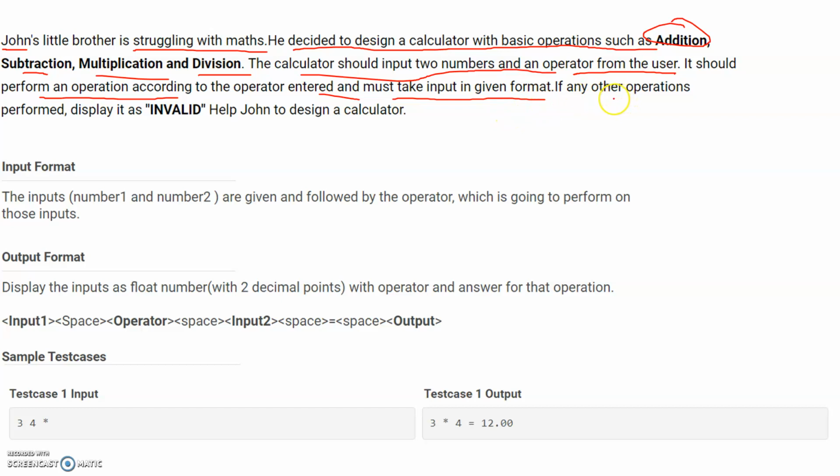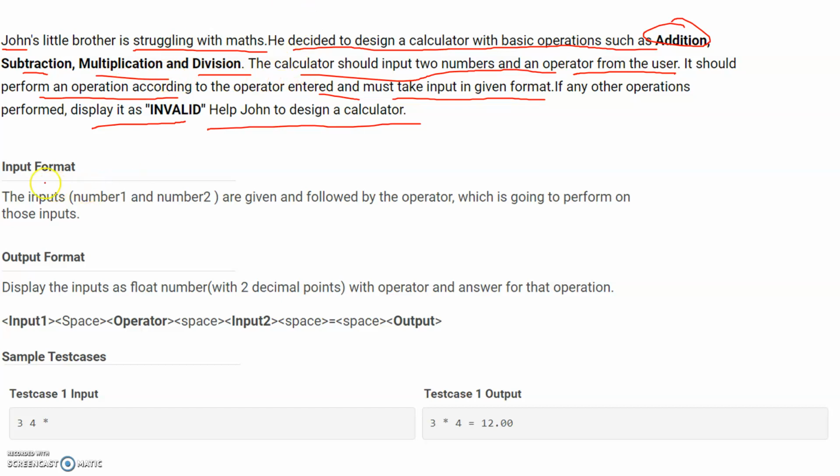If any other operation is performed, display it as invalid. Help John to design a calculator. Basically the story says that John's brother has some problem in mathematics, so John is forming one calculator, as it is the responsibility of the elder brother.